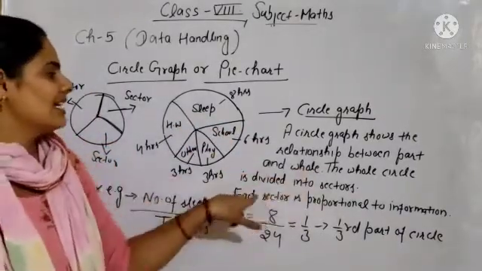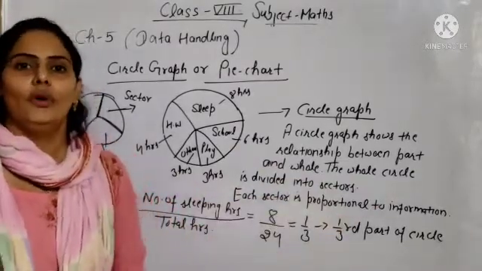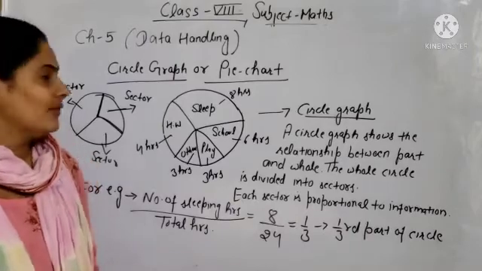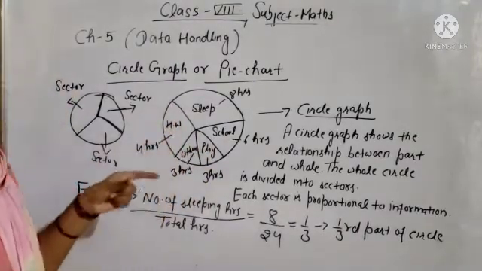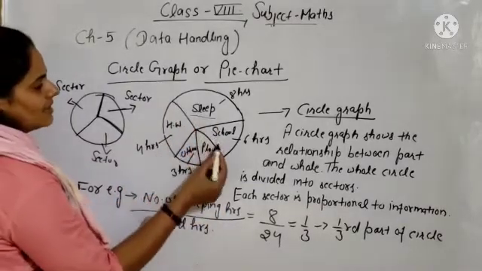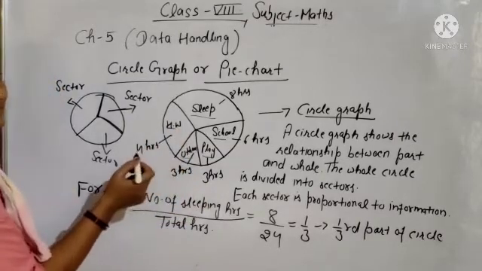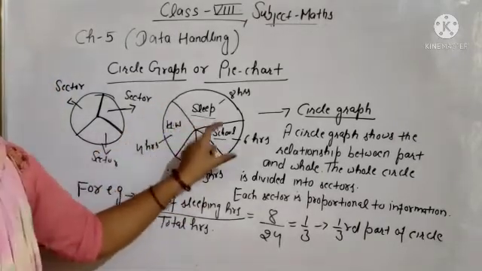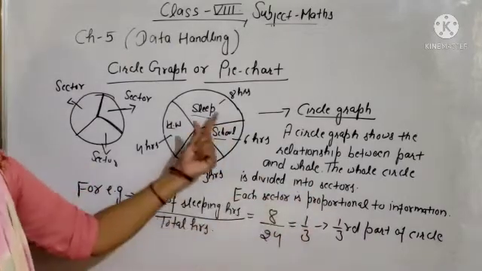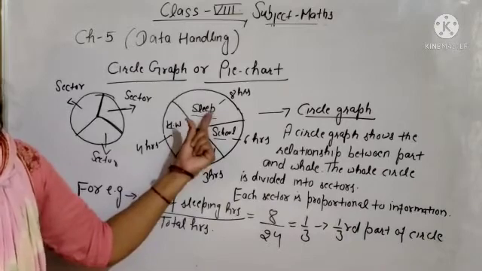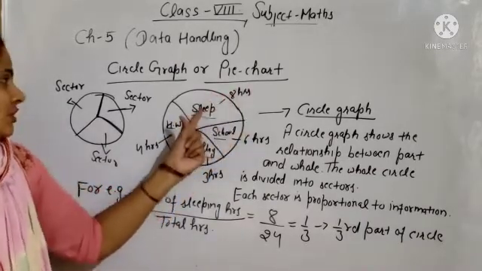So you can see the whole circle is divided into sectors, and each sector is proportional to the information. How is it proportional to the information? You can see, beta, in each sector, in each part, some data is written. For example, this is sleeping hours, this is schooling hours, this is playing hours, this is other hours, and this is homework hours. Each part is proportional to the information. In this part, what are you getting? Some data is given, and what is the data? Here it is written sleeping hours is 8 hours. So what is sleeping hours?